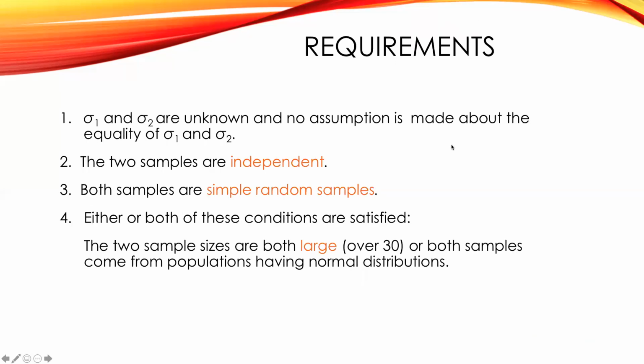So some of the requirements first before we can proceed. 1, sigma 1 and sigma 2 are unknown and we make no assumption about whether they're equal or anything like that. 2, the two samples are independent of each other. 3, both samples are simple random samples. And 4, we have an either-or clause, which means that either the two sample sizes are both large, over 30, or both samples come from populations having normal distributions. You can have either or you can have both of those. But either way, one of those requirements must be met.